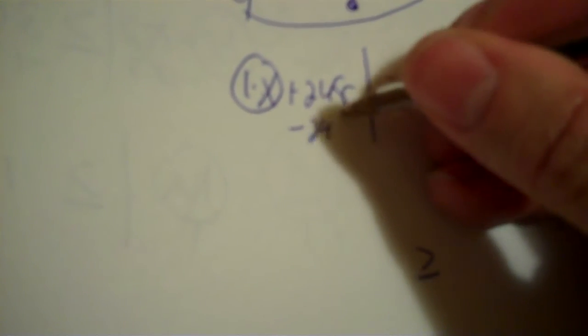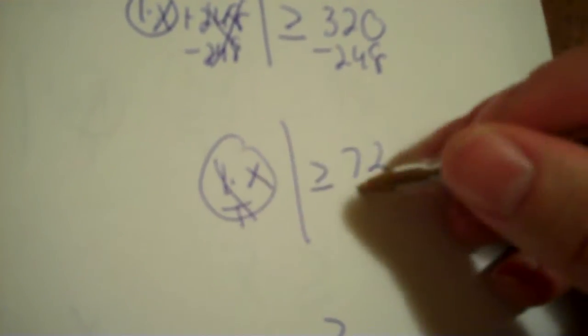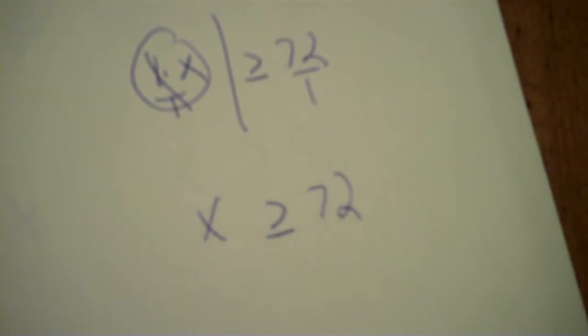The sign won't change, but we have to get rid of the 248. 1 times x, 320 minus 248 is 72. Divide by 1, and you have x greater than or equal to 72. So it eats the x, so you've got to get 72 or higher to meet your goal. So like 73, 74, meet the goal. Okay, pause the video and do problem number 3 on the assignment.